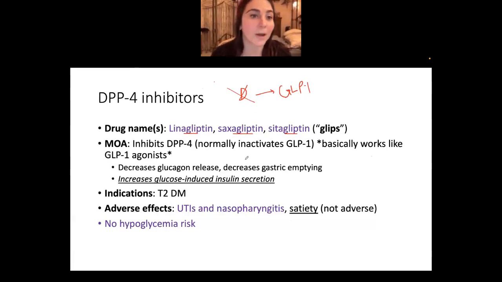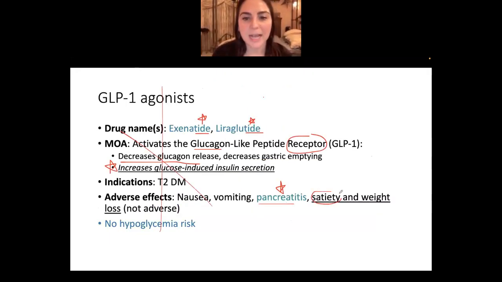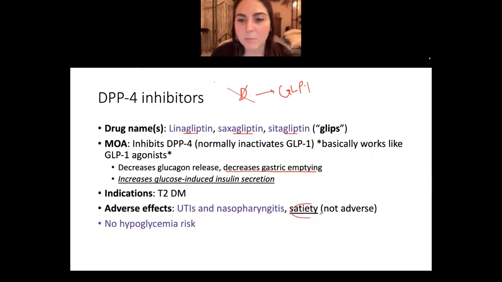Maybe the doctor's really worried about pancreatitis. Maybe they have a pancreatic issue or something like that. You might want to give a DPP-4 inhibitor. Both of them work the exact same way, honestly. Even the mechanism is exactly the same. Both of them are going to decrease gastric emptying. So if you notice, both of them cause satiety because they decrease the gastric juices being released. So it makes people feel very full, which is again not adverse because it makes them not want to eat as much and then they lose weight.